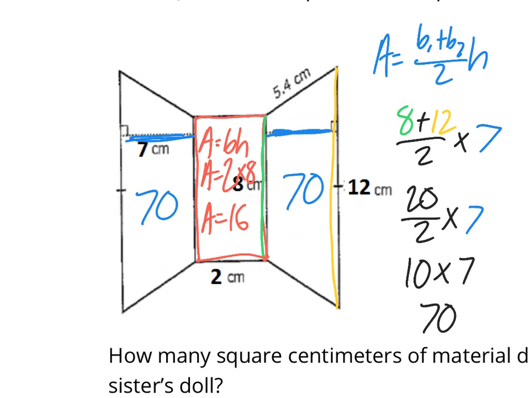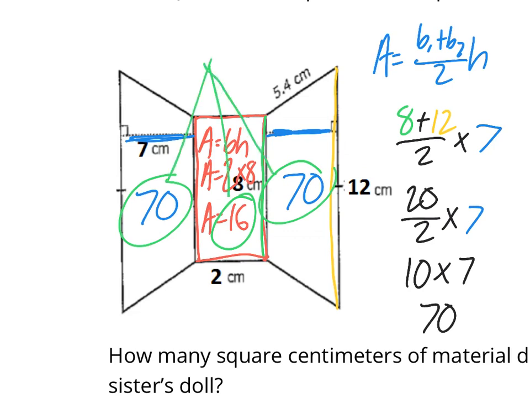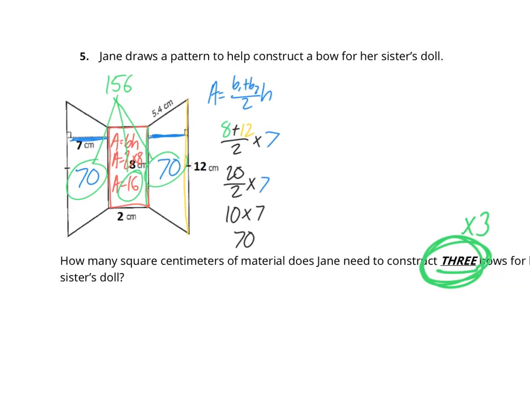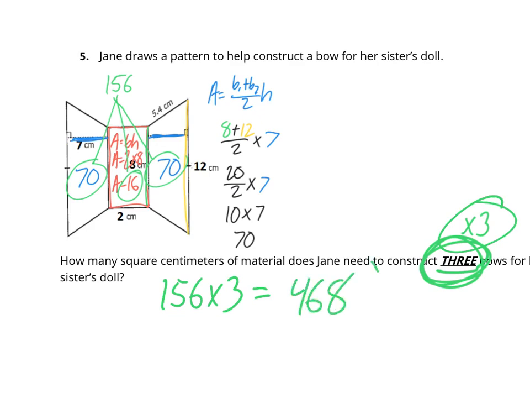So my combined areas, I have to add 70, 16, and 70. So I'm going to do 70 plus 16, and I have a total area of 156. But again, I have 3 of the bows. So I'm going to do 156 times 3. When I multiply those, I get a total area of 468.